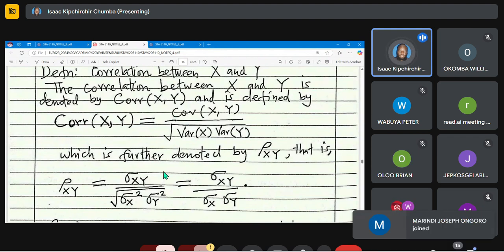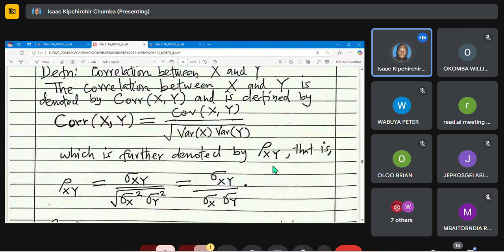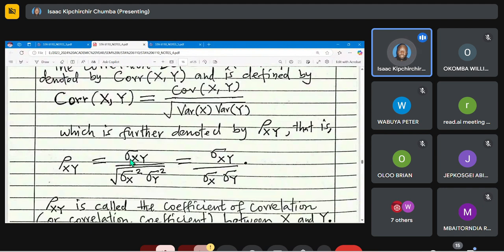Now to simplify things, we have a notation for the correlation: rho xy, Greek letter rho. You are going to say rho xy equals sigma xy divided by the square root of the variances. Remember, this is variance of x, variance of y.